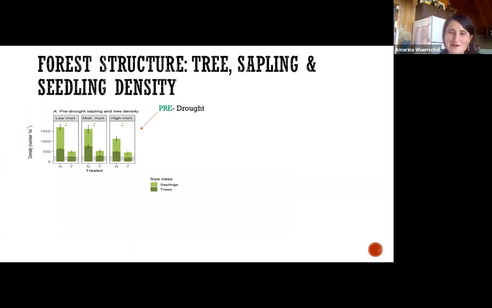So first I'm going to talk about what we think future forest structure is going to look like given tree, sapling, and seedling density. This first graph I'm showing you is what it looked like prior to the drought. We have trees in dark green and saplings in light green. And again, we have these 3 mortality classes: low, moderate, and high. We have density on the y-axis, and then whether the stand was treated or not on the x-axis. And then one more thing, we have the natural range of variation, that historical reference point, down here in this gray band.